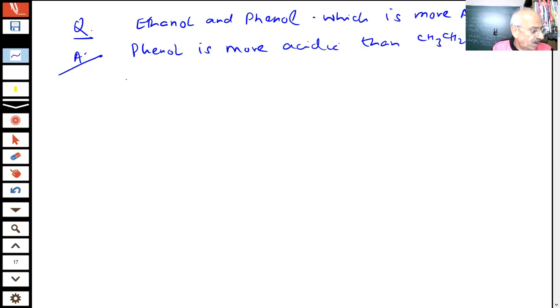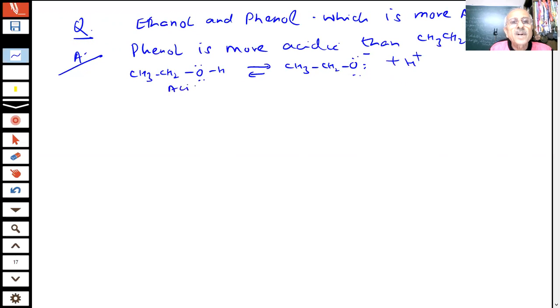Let us see, students, on what basis we will explain. You have CH3CH2OH. When it gives H plus ion, what will be formed is CH3CH2O minus plus H plus. This is my acid. This is a conjugate base. What type of group is this? Electron releasing R group, sir.